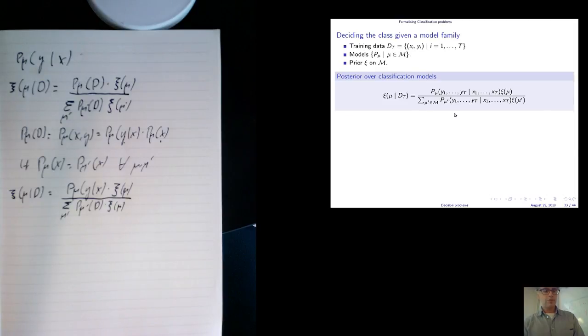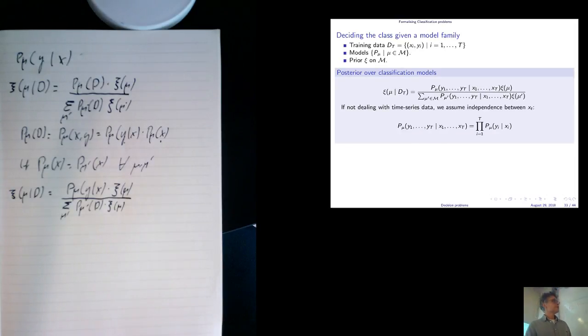Okay. So now another thing we want to do here is, well, we don't have a time series, so we assume that normally the data is independently drawn. So if it is, then we can rewrite this as a product.